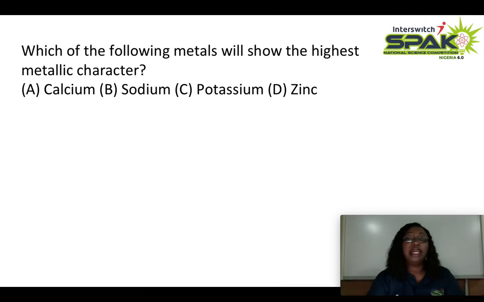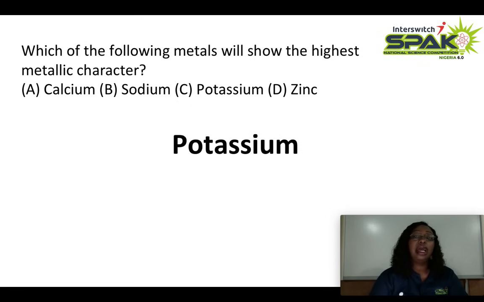Which of the following metals will show the highest metallic character? I need you to guess the answer. The answer is potassium. Potassium shows the highest metallic character because, like I said earlier, it is the most reactive metal.